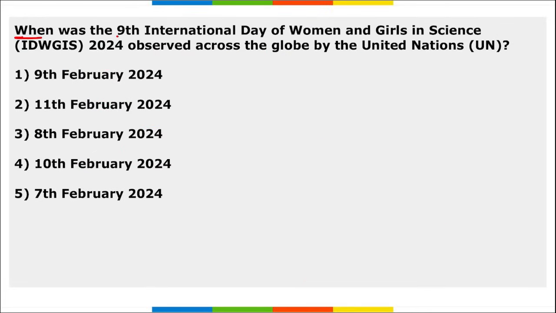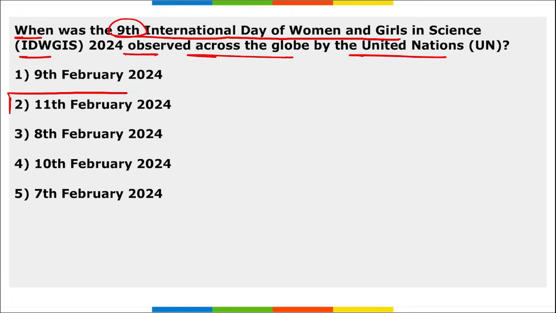Moving on, when was the 9th International Day of Women and Girls in Science observed across the globe by the United Nations? On 11th of Feb, right? The 9th International Day of Women and Girls in Science was observed on 11th of Feb, and the theme was Women and Girls in Science Leadership, a new era for sustainability. Correct? And there is a sub theme also here, that is Think Science, Think Peace.